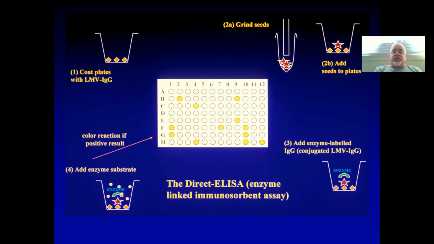And in this case, it turns a color in the presence of lettuce mosaic virus. So I take some seeds that I want to test. Is there any lettuce mosaic virus in the seeds I harvested for my crop? So I grind the seeds up, I put them in a buffer, I add that to the plate, and I determine, does it have lettuce mosaic virus in the sample or not?